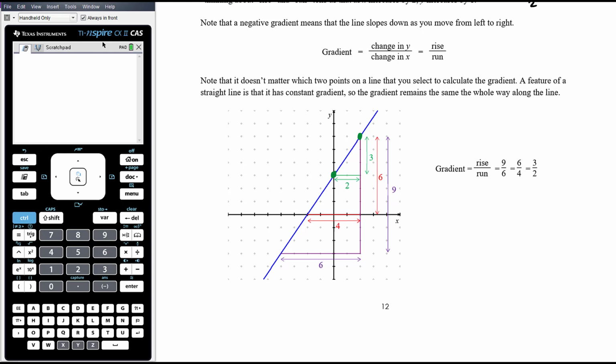In the red triangle I've picked this point and I get rise of 6 and a run of 4. Gradient is 6 over 4, which simplifies to 3 over 2. In the purple triangle I've picked this point and this point. Rise is 9 and run is 6. Rise over run 9 over 6 also simplifies to 3 over 2. So it doesn't matter which 2 points you choose if you're trying to calculate the gradient of a line. Any 2 points, so don't try and guesstimate what the coordinates of that point is. Pick points that are actually at a nice clear point. 3 over 2, okay, and away you go.